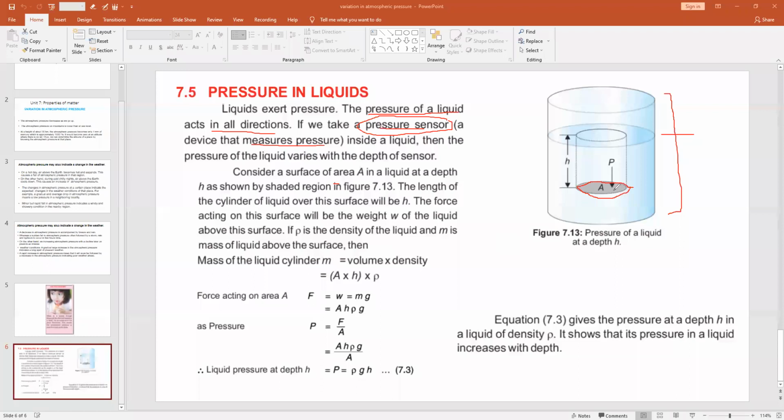We represent it by capital A, and A is equal to the area. The length of the cylinder of liquid over this area will be L. So what happens? This is the surface of the liquid, and this is the area where we are going to measure the pressure.